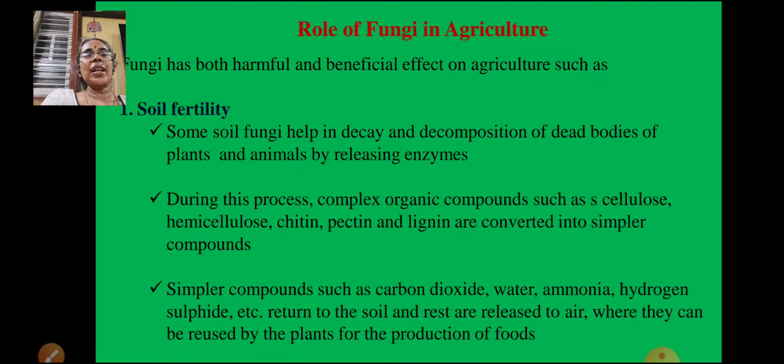Coming to the beneficial aspects, first one is soil fertility. Like bacteria, fungi also helps in decay and decomposition of the dead bodies of plants and animals by releasing enzymes. During the decomposition process, complex organic compounds such as cellulose, hemicellulose, chitin, pectin and lignin are converted into simpler compounds such as carbon dioxide, water, ammonia, hydrogen sulfide, etc., which is either returned to the soil or released into the air. So they are reused by the plants for the production of foods.